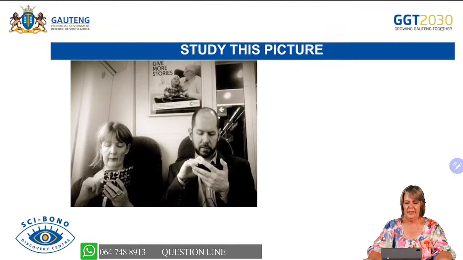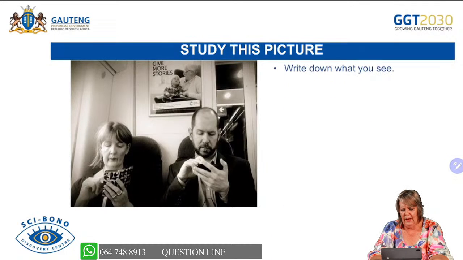Now I want you to study that picture. And first of all, I want you to write down what you see. Quickly write down what you see and state the obvious. We often think that we need to interpret directly. We don't have to. What do you see? And do not only focus on the 2 characters in front.